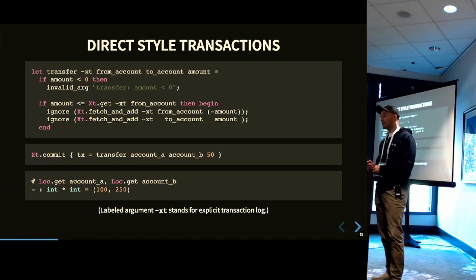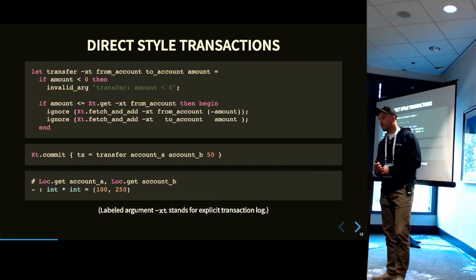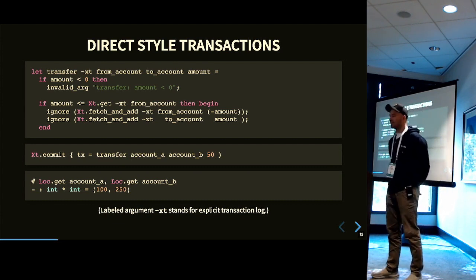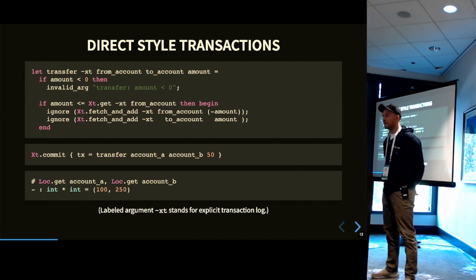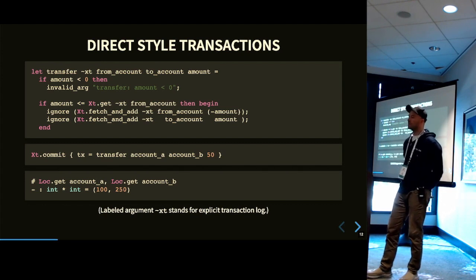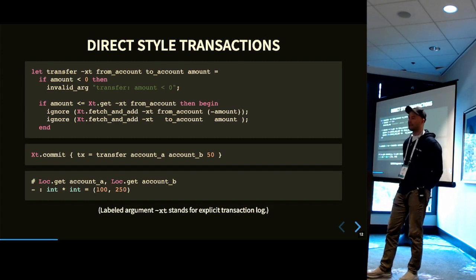kcas also provides direct style transactions over shared memory locations. The transfer function on this slide is a transaction that can be used to move an amount from one account to another atomically. The labeled xt parameter refers to the transaction log, which is explicitly passed by the transaction function to all the operations that manipulate shared locations. To perform the transaction, one calls the commit function, which requires the transaction function to be polymorphic with respect to the transaction log, because the transaction function may be called multiple times and the log must not be leaked.